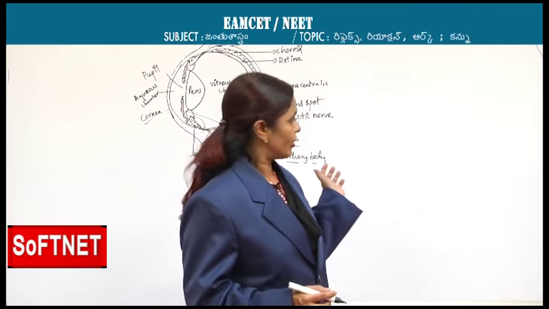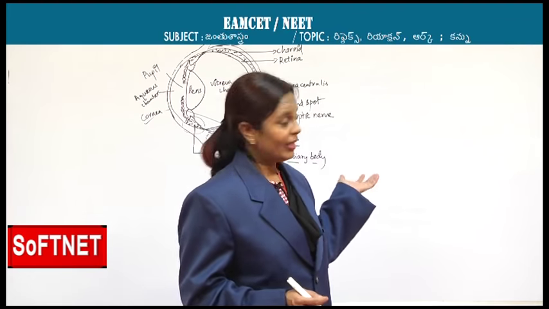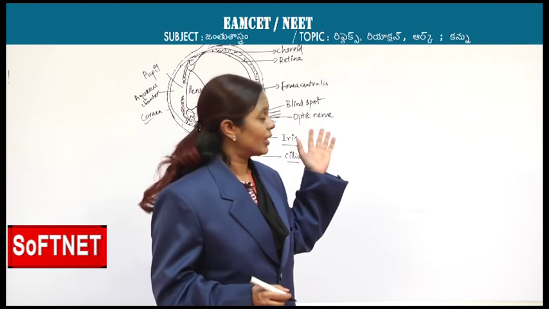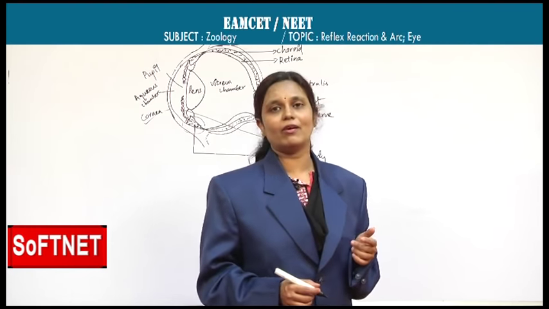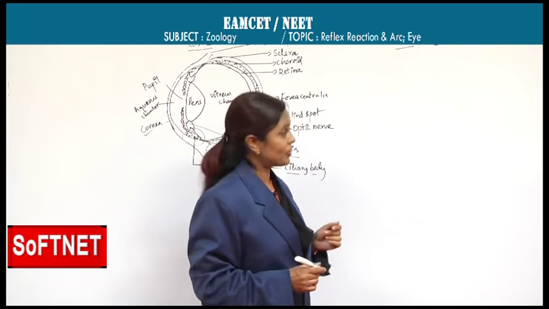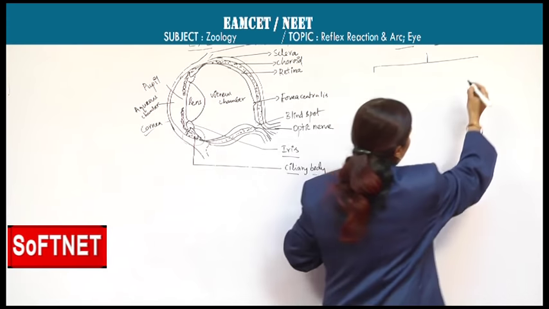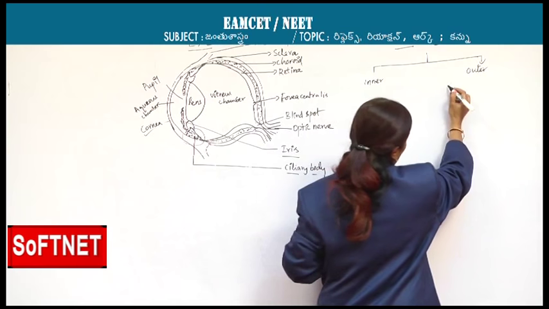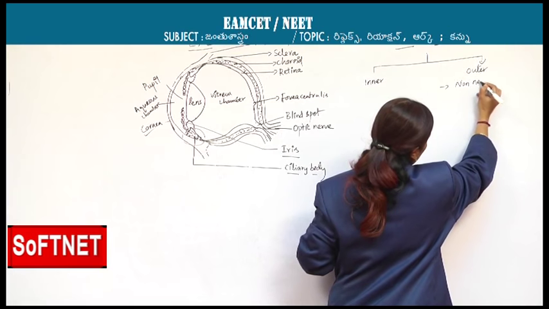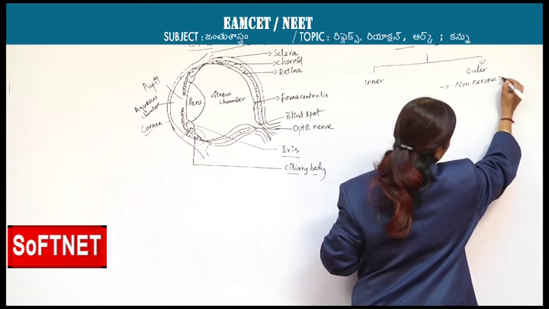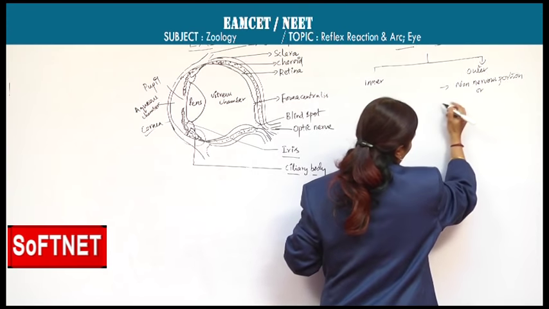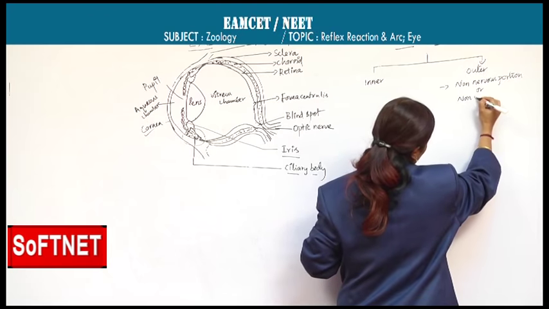So far we discussed the two layers of the wall of the eyeball, that is the outer fibrous tunic and the middle vascular tunic. Now let us learn about the innermost layer, that is the nervous tunic or retina. This inner layer or retina in turn has two portions. What are those two? An outer layer close to the choroid is called the non-nervous portion, or you can call it the non-visual portion.